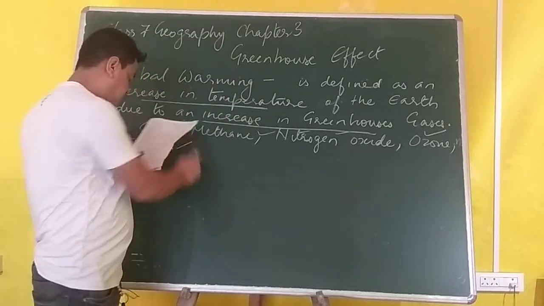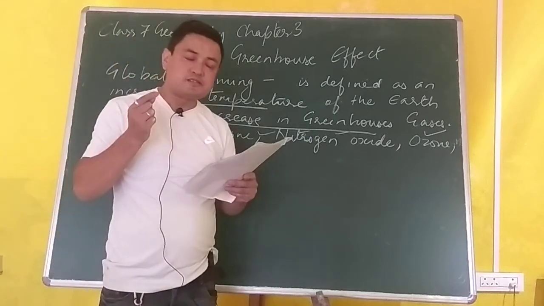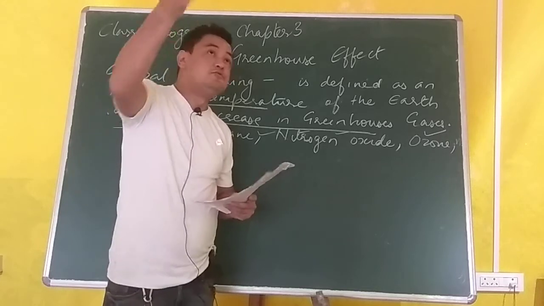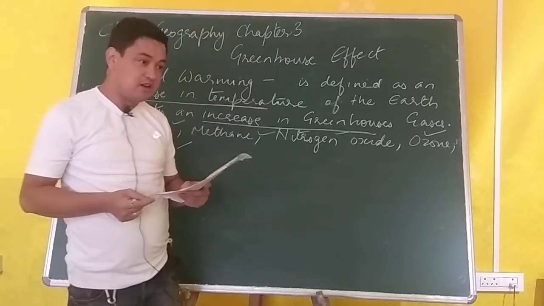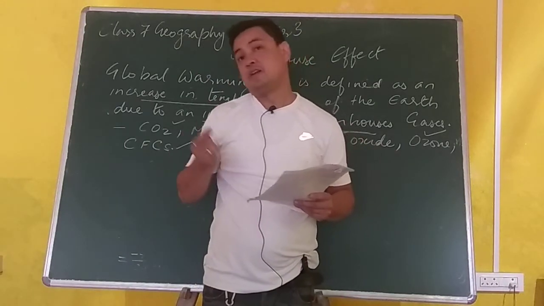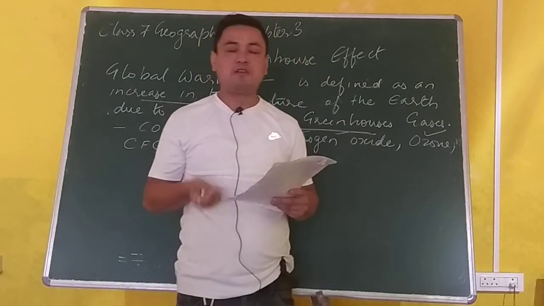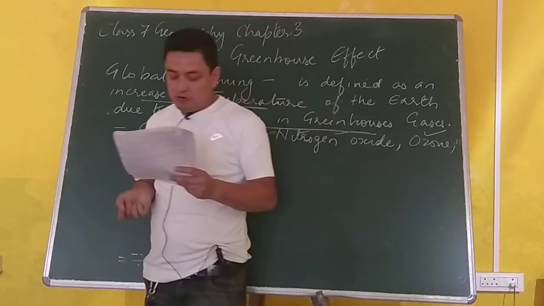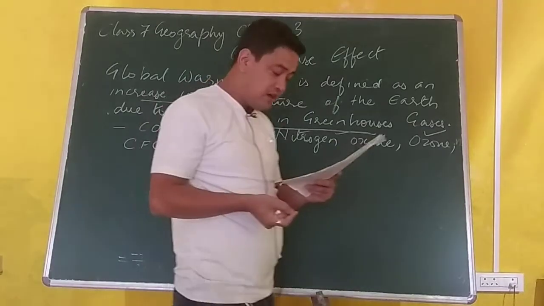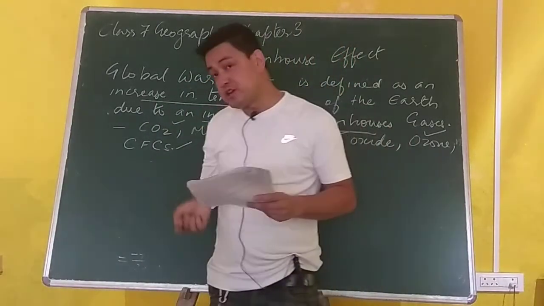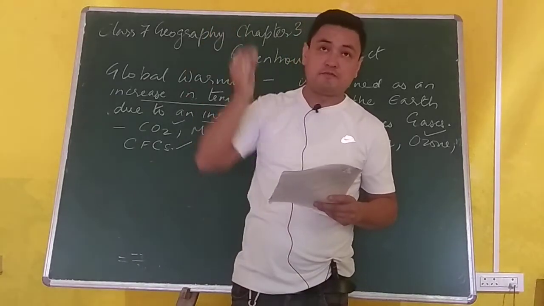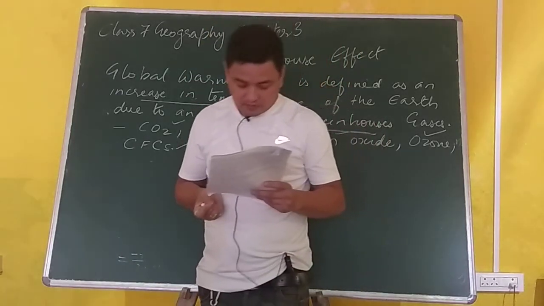Now, carbon dioxide. Carbon dioxide is basically emitted in the atmosphere with the burning of fossil fuels like petroleum, kerosene, coal, charcoal, etc., which are used in houses as well as in industries, and which are used in transportation. And this carbon dioxide is also emitted in the atmosphere due to deforestation.